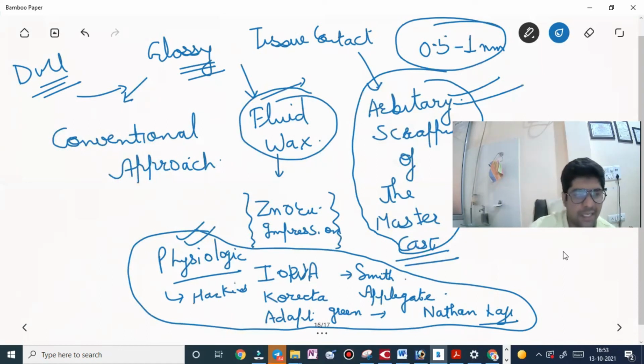So these were the techniques to record the posterior palatal seal. This was all about the posterior palatal seal.